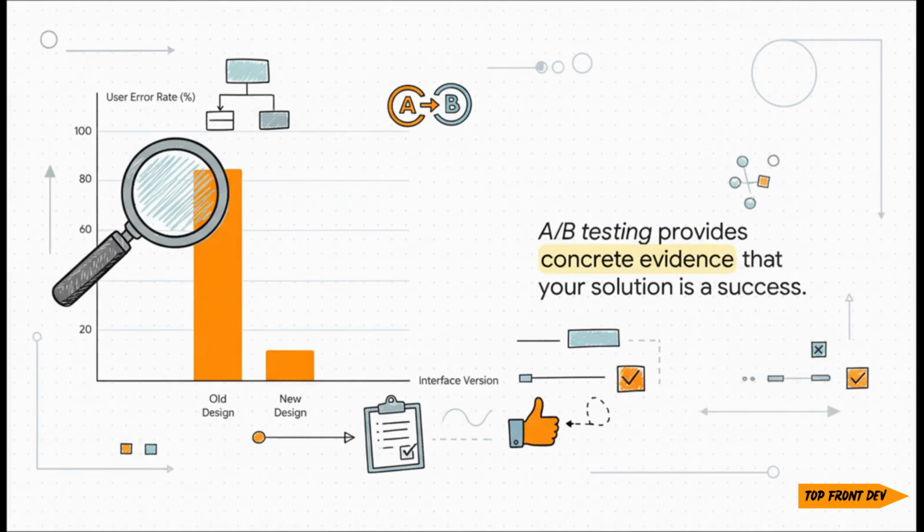And this is how you prove it. The data doesn't lie. You can run an A/B test or just dig into your analytics. A chart like this, showing a measurable, obvious drop in user errors from the old design to the new one, that's the ultimate confirmation. That is concrete evidence that your solution was a success.